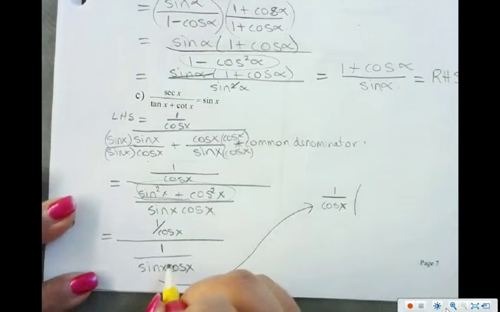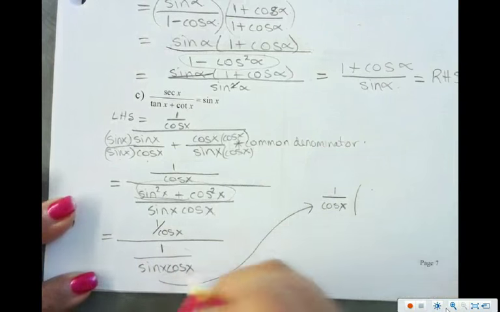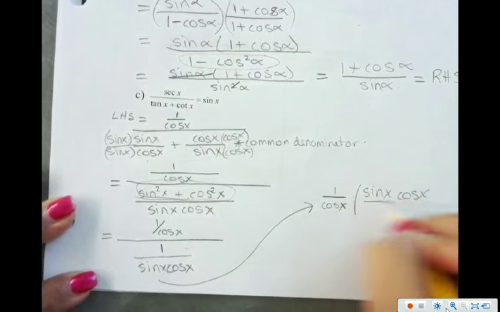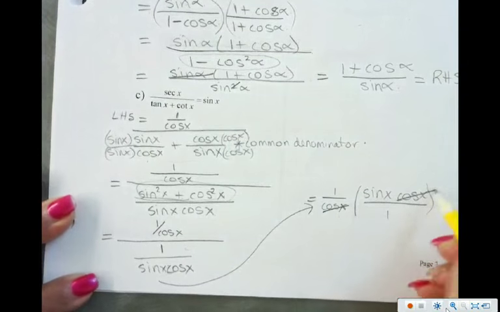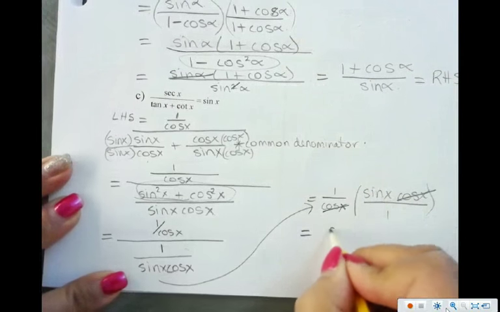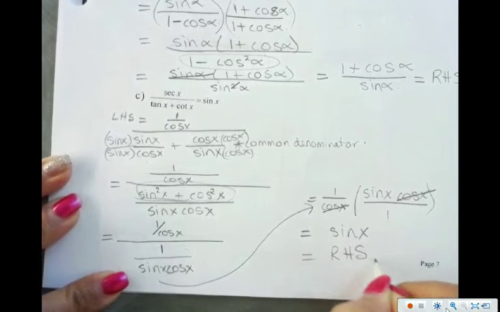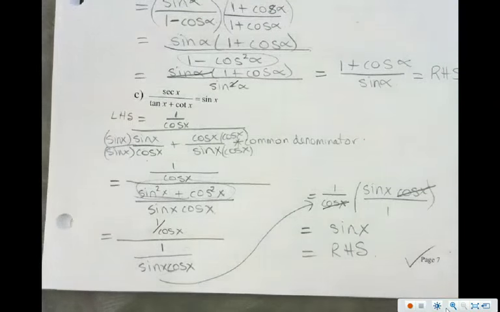Times, and then I'm going to flip this one because I'm going to multiply them, and then sine x cos x over 1, and then what do we do here? Cos and cos cancel, equals sine x, equals right-hand side. Beauty. Done. Wow. Okay, wait, don't move it. Copy all this down. Okay. Thank you, ma'am.